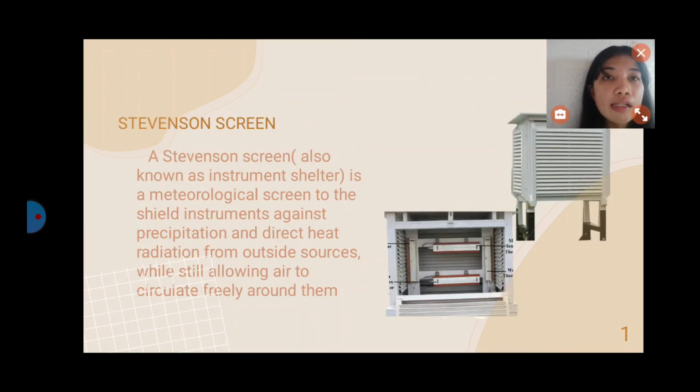So the next is the Stevenson screen. A Stevenson screen, also known as an instrument shelter, is a meteorological screen that shields instruments against precipitation and direct heat radiation from outside sources while still allowing air to circulate freely around them.